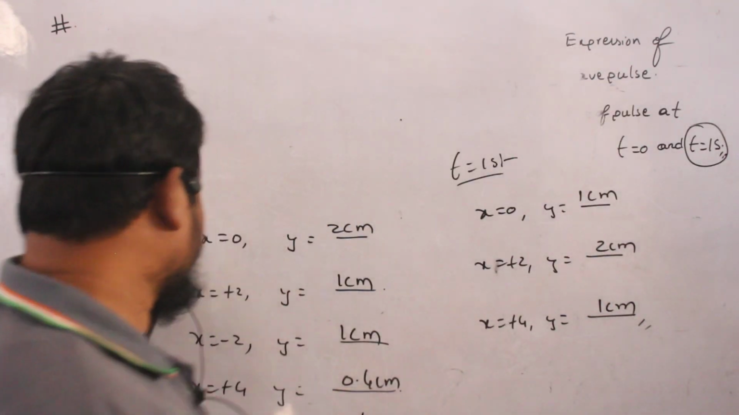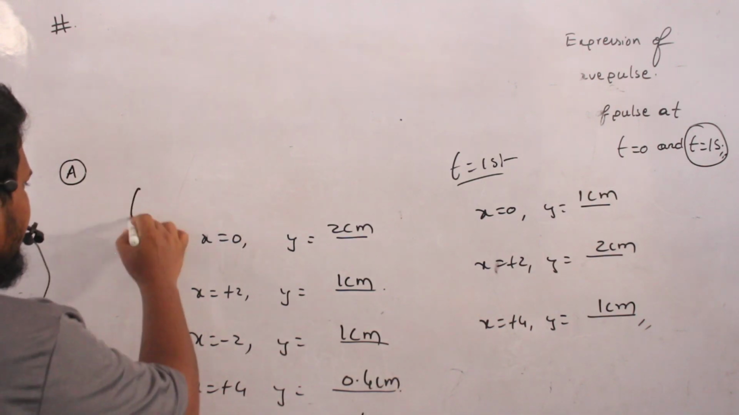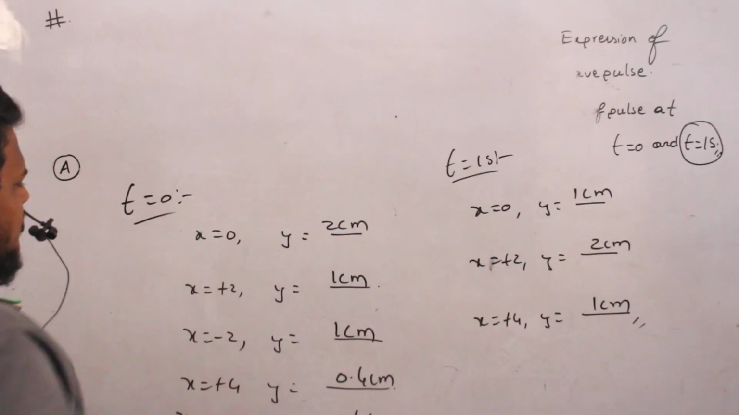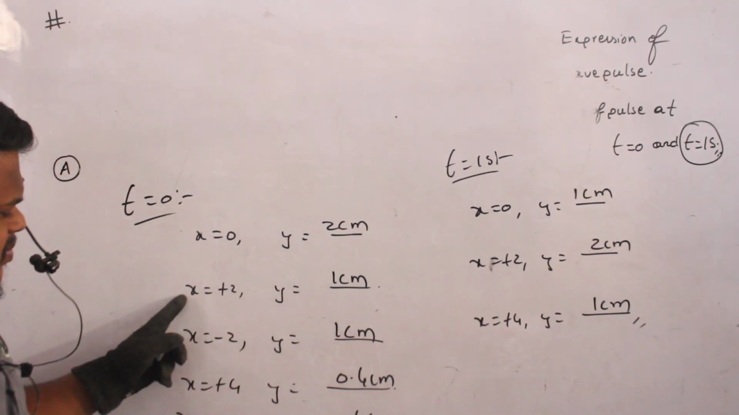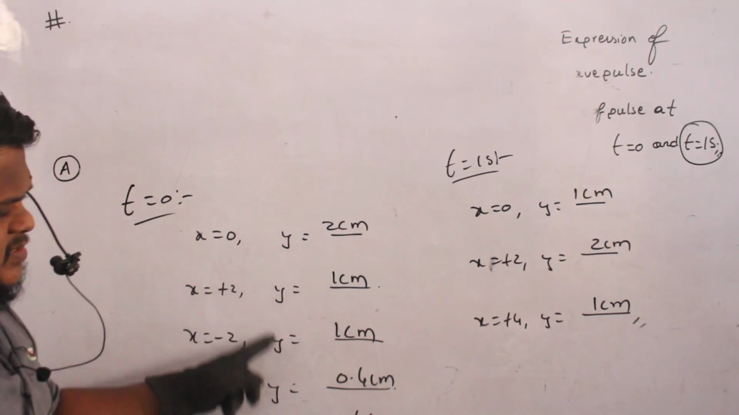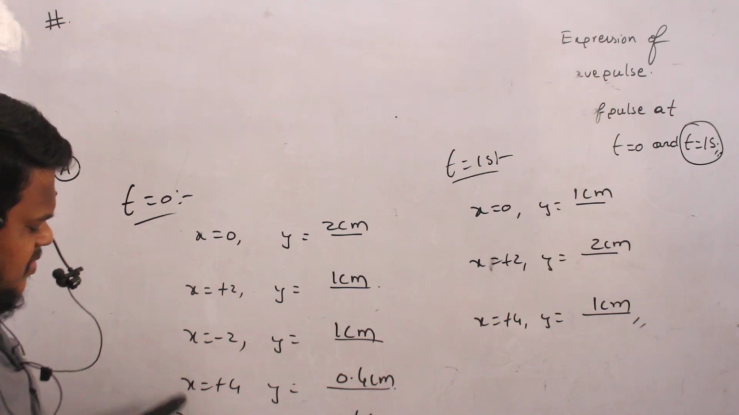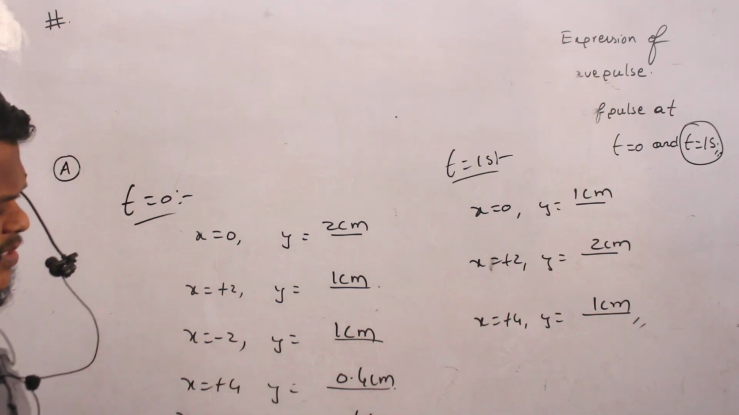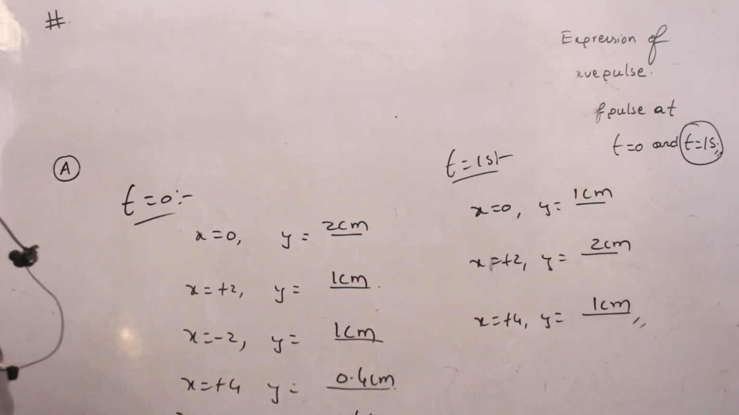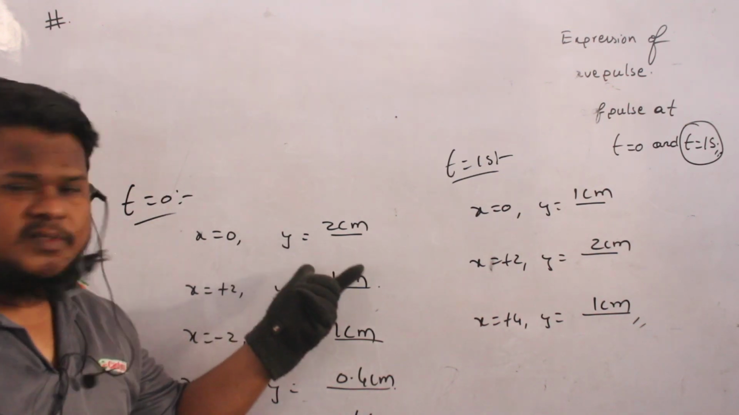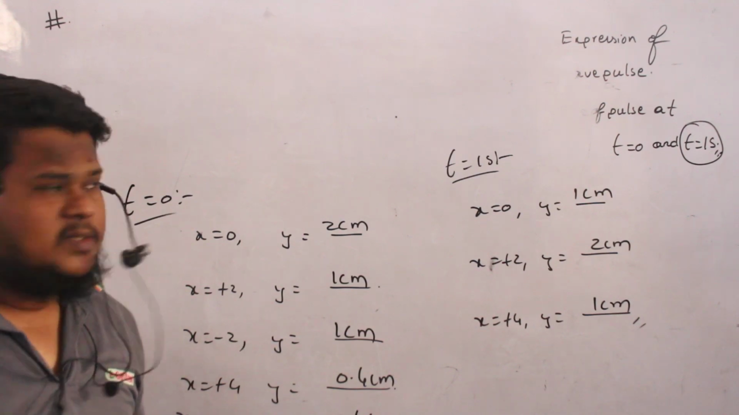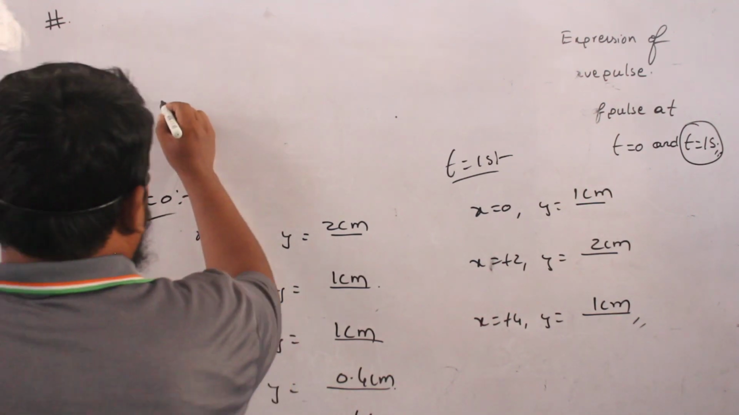So, check for this graph when time is equal to 0. When x is 0, y is 2. x is plus 2 and minus 2, y is 1 centimeter. x is plus 4 and minus 4, y is 0.4 centimeter. It means the position of wave pulse is maximum when x is at the origin. So therefore, how can I draw a graph?